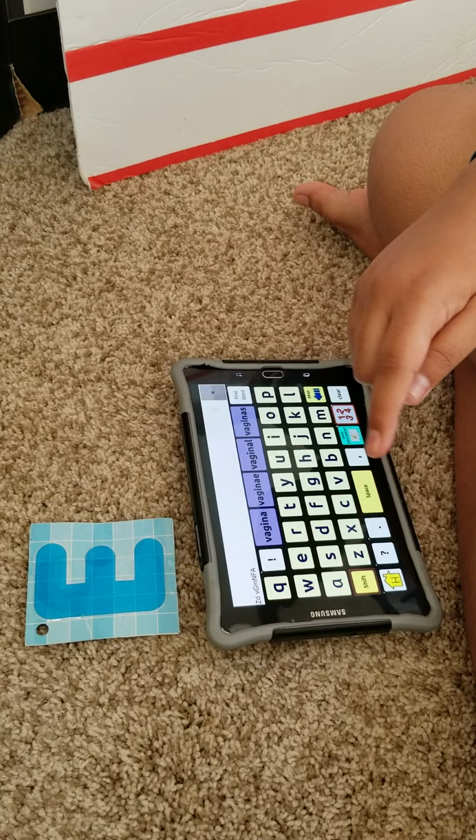Alright, Keshav is going to label his alphabet using his device. Alright, Keshav, what letter is that? What letter? You have to look. What letter? V. V.